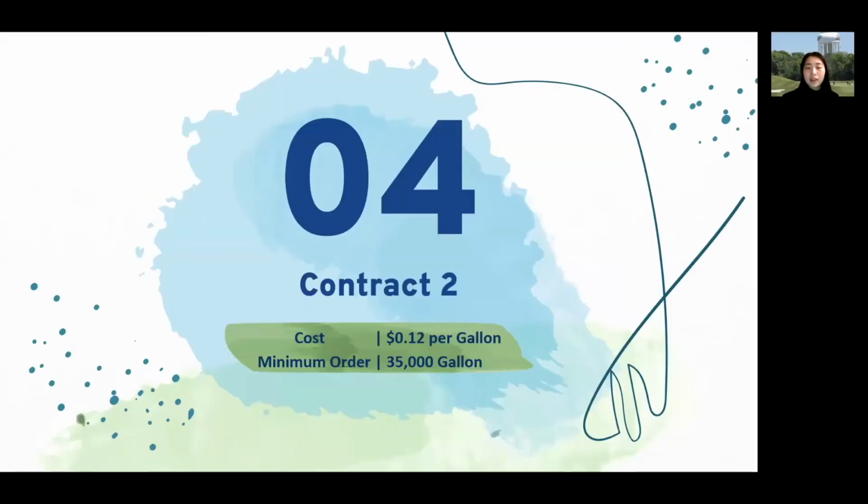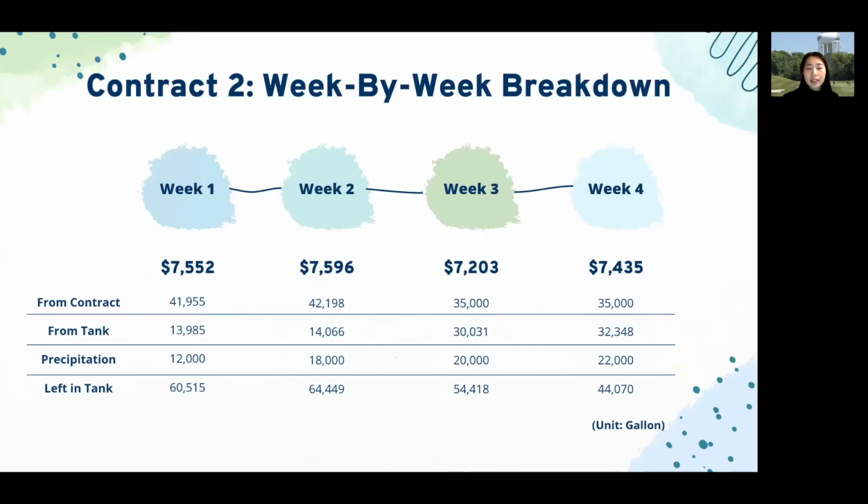Thanks, Kai. For contract number 2, the cost is $0.12 per gallon with a minimum water quantity of 35,000 gallons. As Kai explained, this number shows the amount of water from the tank we purchased. For week 1 and 2, the amount of water from each water source is almost the same as that of contract number 1. However, from week 3, because of the different minimum water quantity option, XYZ should purchase at least 35,000 gallons of water for each week.